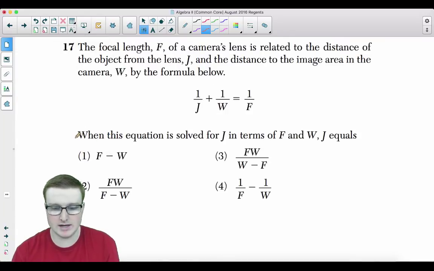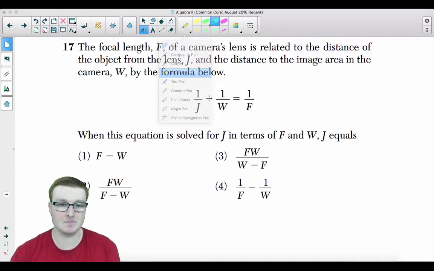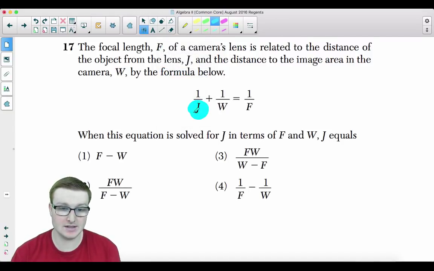Number 17. This one is a doozy. Just a lot of work. 17 says the focal length, f, of a camera's lens is related to the distance of the object from the lens, j, and the distance to the image area in the camera, w, by the formula below. When this equation is solved for j in terms of f and w, j is what? So here's the thing, ladies and gentlemen. You want to solve for j.